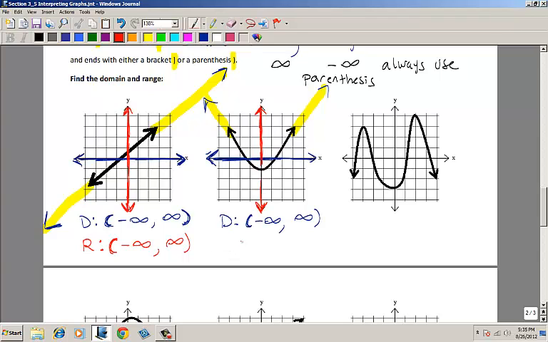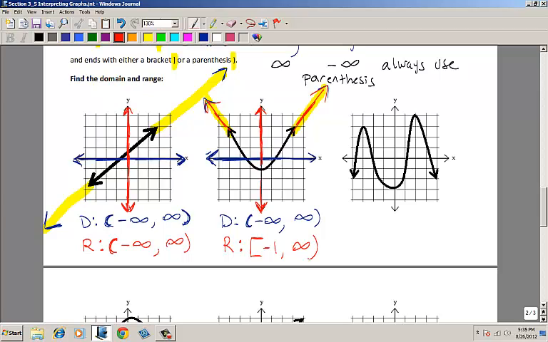So my range is going to be from bracket, and again I use a bracket because it's included, negative 1, comma, and then I need to look at my highest point. The highest point here are arrows, which means I'm just going to keep going up. Well, if I keep going up on my y-axis, I am headed towards positive infinity. So my range is from negative 1 to positive infinity.